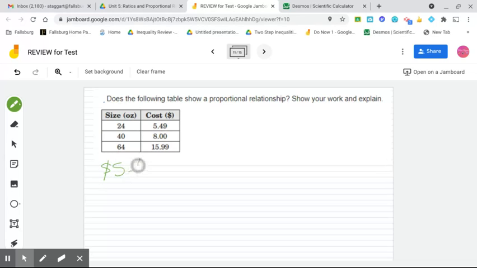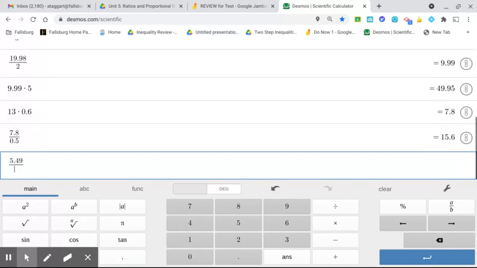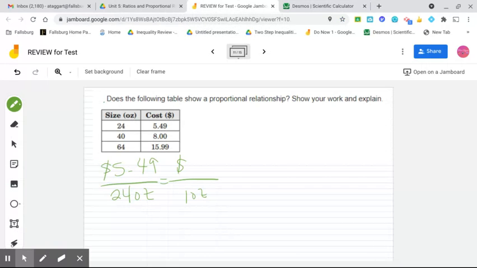So we're going to do 549 over 24 ounces. We want to know how much money for 1 ounce. So 549 divided by 24. Oh boy, make sure you're in the denominator. And I get 0.22875. So since I want to make sure they are exactly the same, I'm going to copy that down exactly as it is, 0.22875. I want to make sure all of them are this same exact number, okay, because it's asking if it's proportional or not.